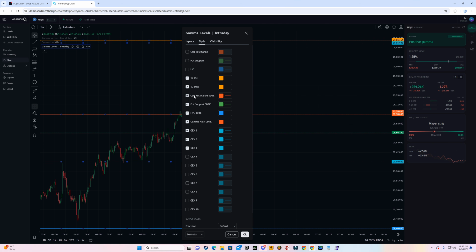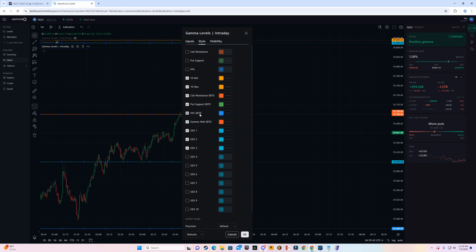Okay. And then we have call resistance 0DTE, which, by the name, it already says it. It's a call resistance. It's a resistance zone, right? Where huge gamma exposure was there. So we can consider this as a very strong resistance level. Then we have put support, as the name says. It's going to act as a support level, very strong.